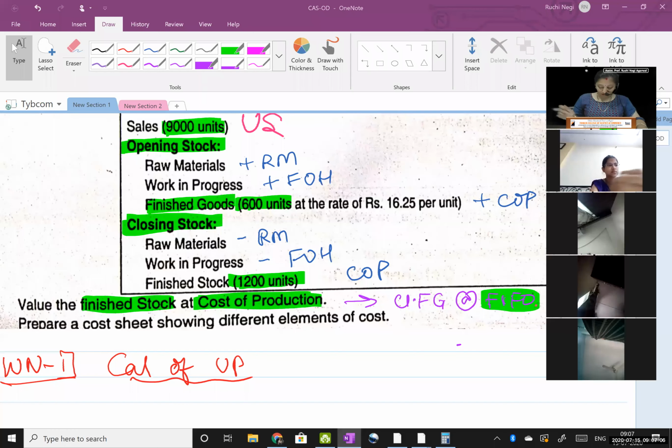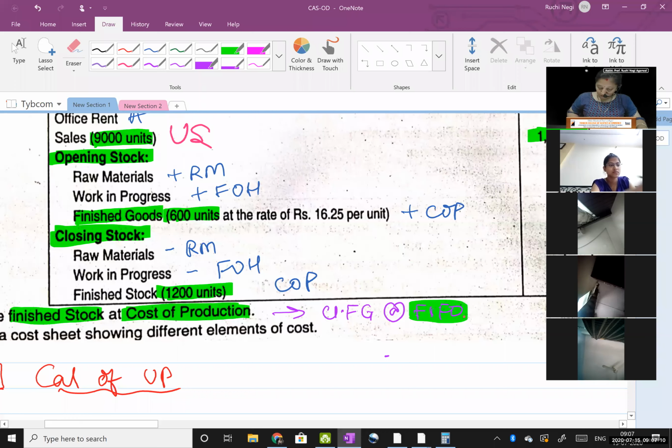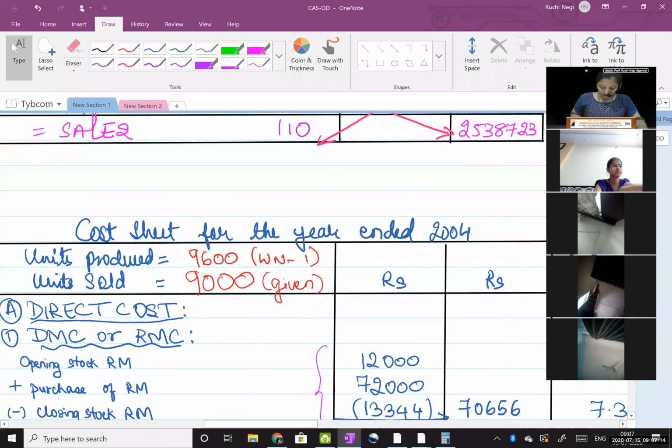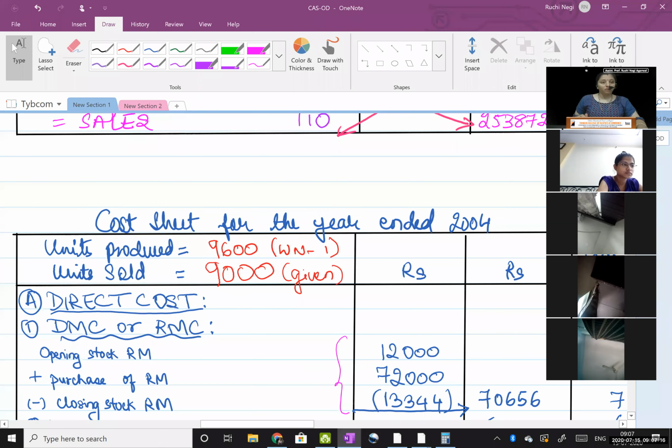FIFO method, first in, first out. Okay, so let us start with making this cost sheet for the year ended 2004, units produced, that we will calculate now. I'll show you how to do that. Units sold 9,000, that is given.